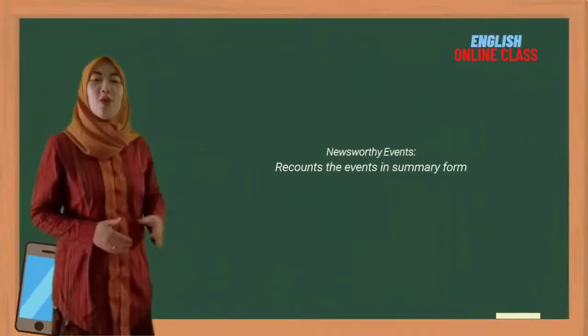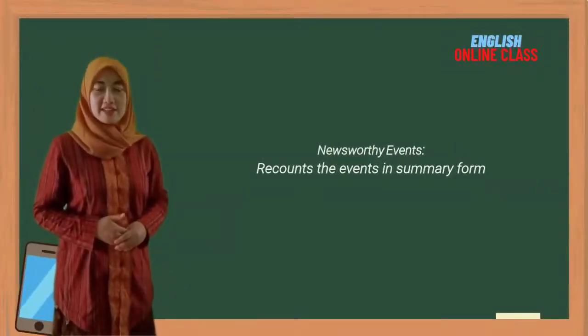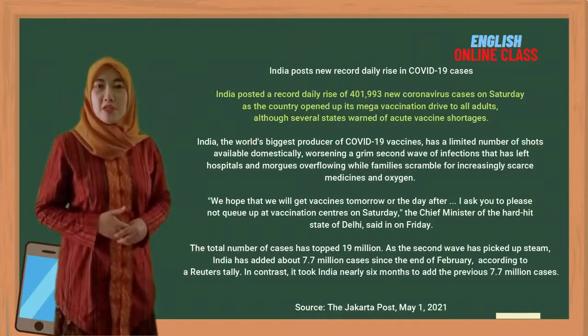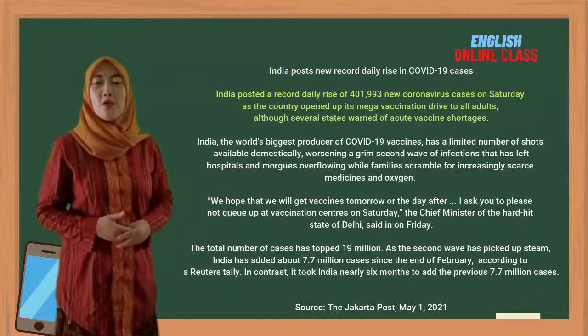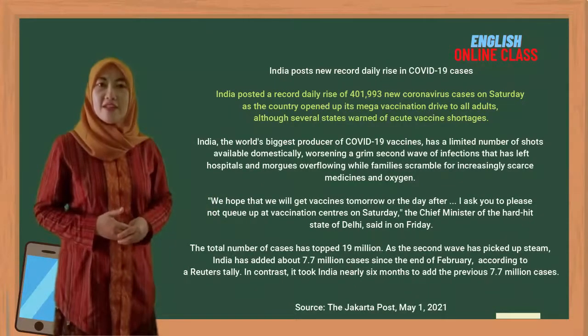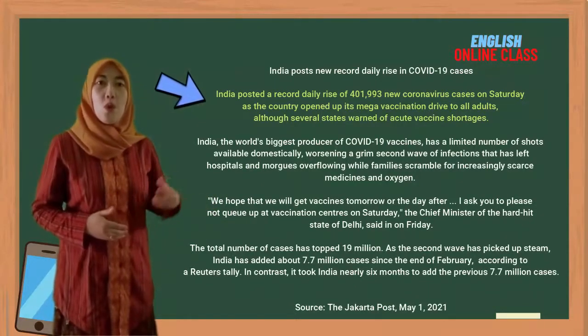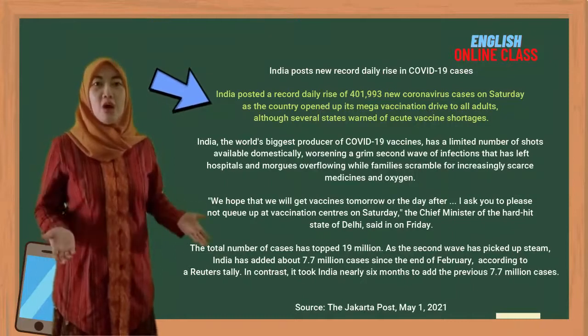The second one, we call it newsworthy event. It gives us some information about the whole news. It covers what happened in the event, where did it happen, when did it happen, and how did it happen.